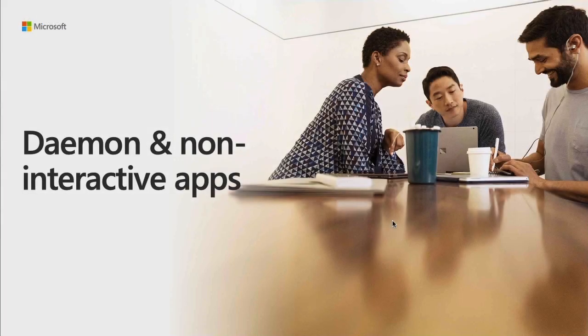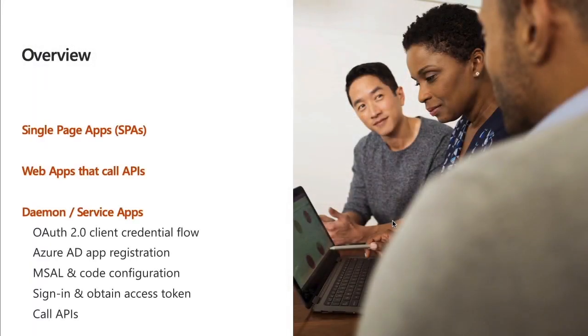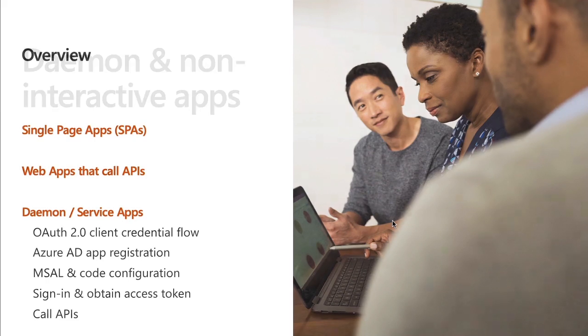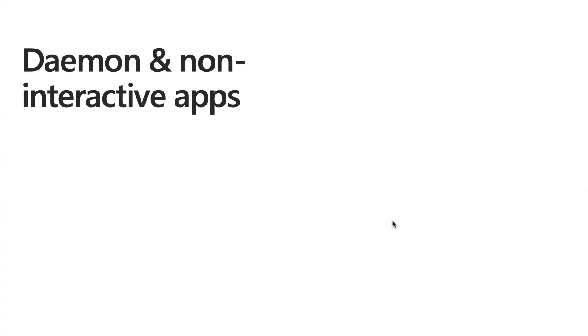In this section, you're going to learn how to create apps that obtain tokens without user interaction, that can act as the app's identity to do tasks. We're specifically going to focus on daemon or service apps that deal with the OAuth 2 client credential flow, and what the app registration, the MSAL code, the configuration, and the sign-in process look like to call and obtain an access token. First, we're going to look at the daemon and non-interactive apps.